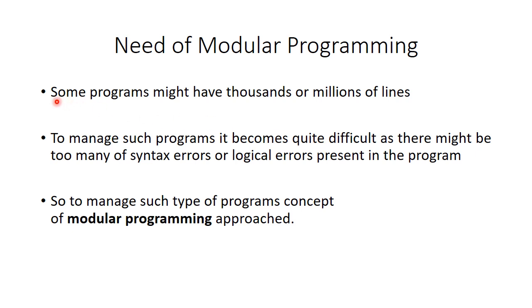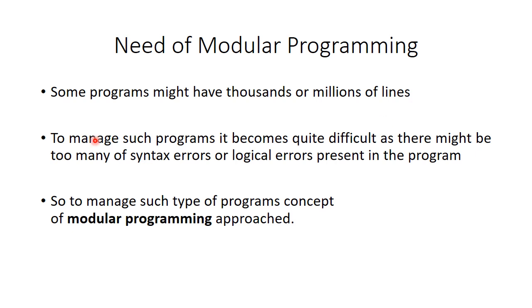So that's what is mentioned in the slide. Some programs might have thousands or millions of lines. When we write a program to check whether a given number is prime or not, that program does not contain many lines of code. But when we develop a product, say a game, it will contain thousands and thousands of lines of code. If you write all these lines into a single main function, in the case of the C programming language, the entire main function will become too lengthy. It will be very difficult for us to read and understand that program.